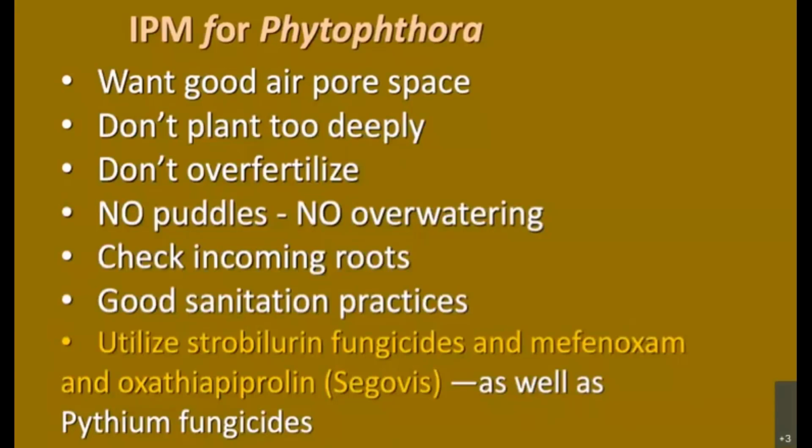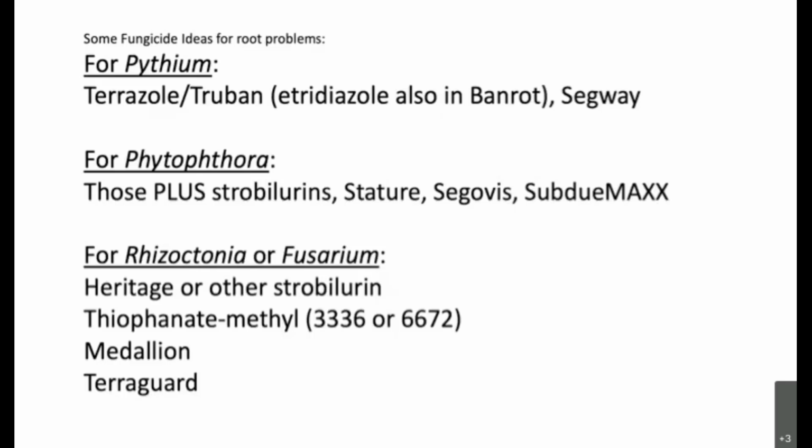So down here at the bottom, you'll see that you can use strobilurin fungicides against Pythium, and you can use mefenoxam, which is Subdue Max, and you can use Segovis, which is oxathiapiprolin, and get very good effect against Phytophthora. So make sure that you're choosing from the right list if you know which of those two problems you have. Here's more of a summary talking about those kinds of things, your Pythium control materials, your Phytophthora control materials.